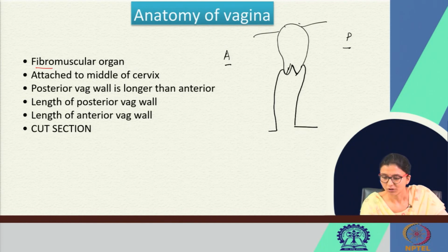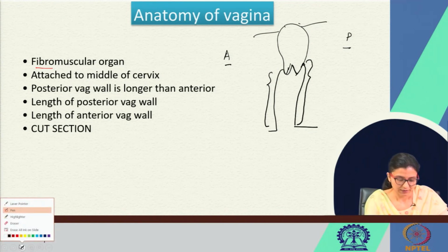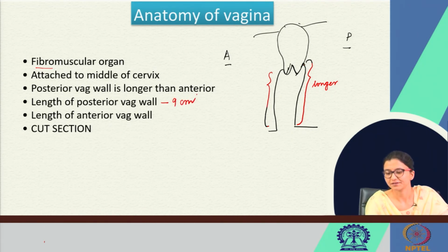The anterior wall is slightly shorter than the posterior wall. Posterior wall is longer. Length of the posterior wall is approximately 9 centimeter. Length of the anterior wall is approximately 7 centimeter.